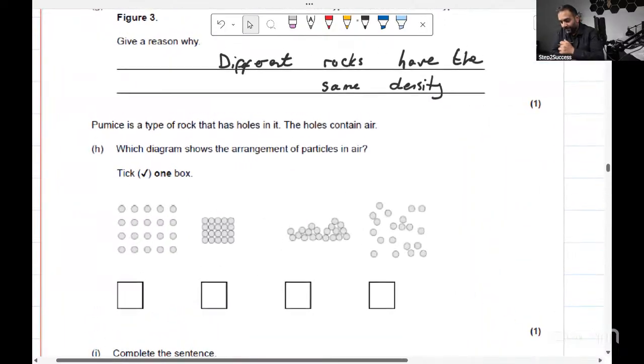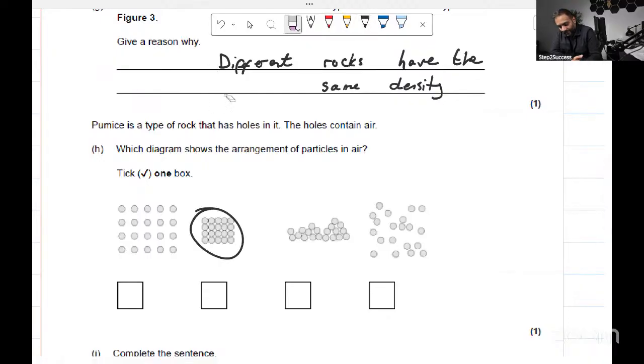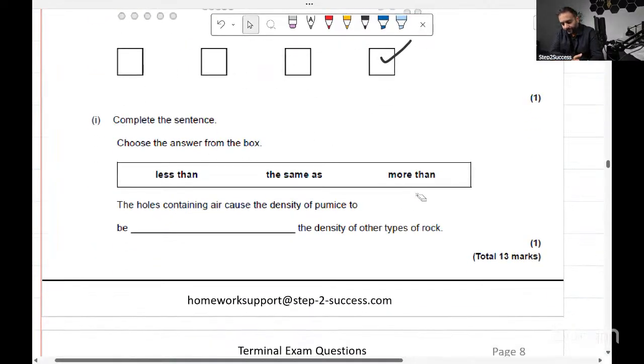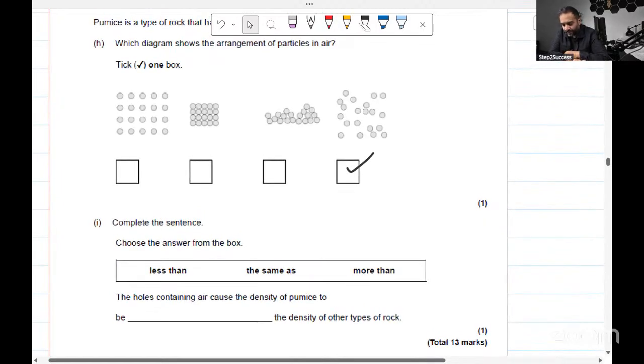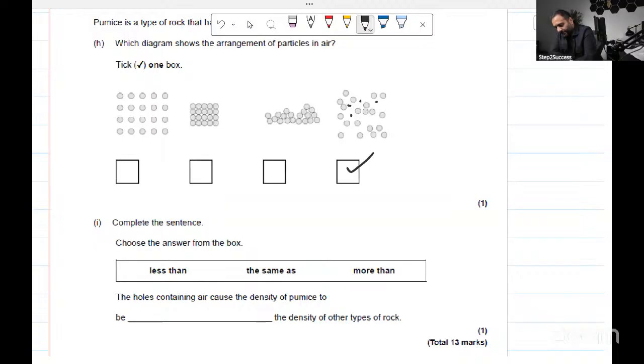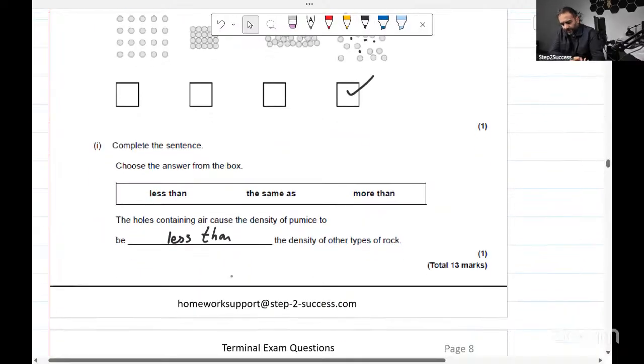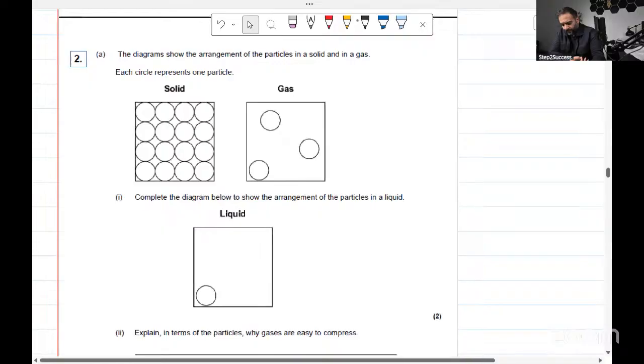Pumice is a type of rock that has holes in it. Which diagram shows the arrangement of particles in air? Surely it's this one. That's basically a solid. That's, I guess, a liquid. That isn't anything. That's going to be a gas. The holes containing air cause the density to be something than the density of other types of rock. Density is a measure of how tightly packed the particles are. If there's air spaces in the middle, then they're not as tightly packed together, which means the density is lower, right? I think that'll be less than, because of these holes containing air.